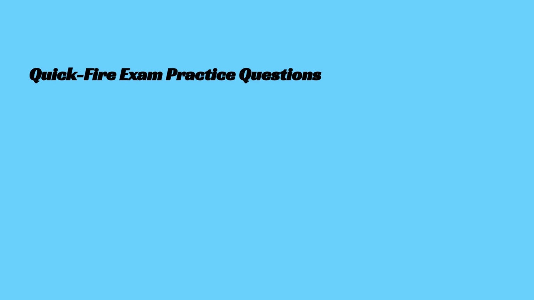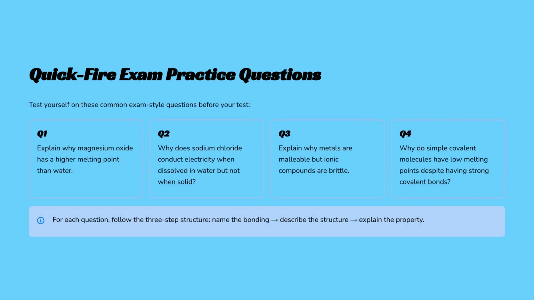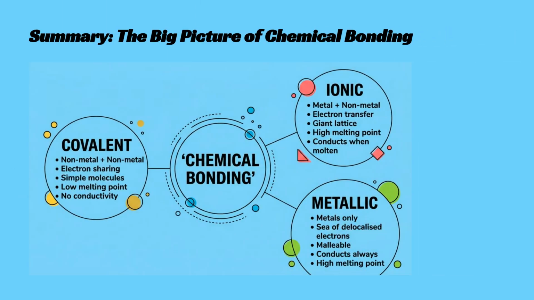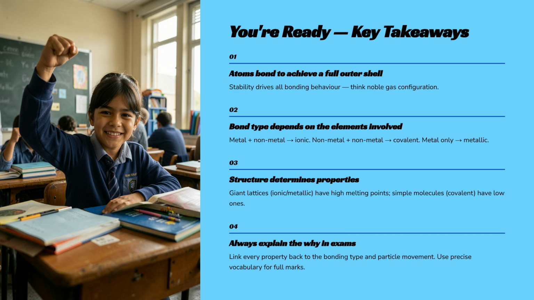Test your knowledge with these quick-fire practice questions. Remember to use the three-step structure: name bonding, describe structure, and explain the property. To summarize, bonding involves a transfer, sharing, or delocalization of electrons, which determines the structure and ultimately the properties of the resulting substance. Remember these key takeaways.